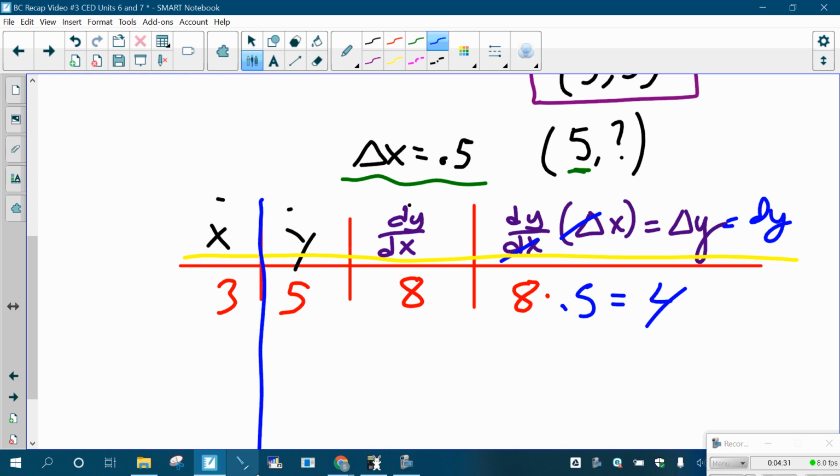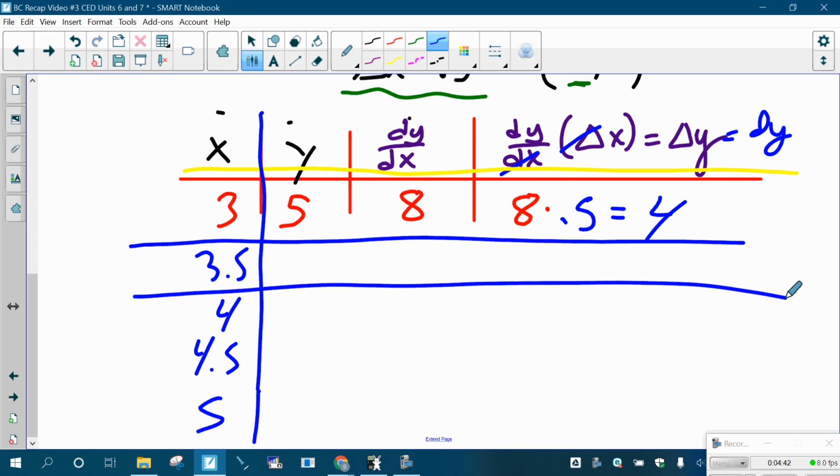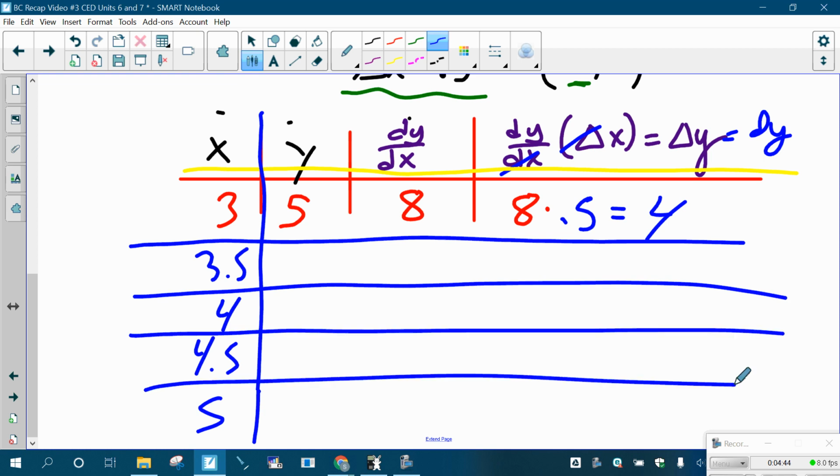Sometimes it's helpful right at the beginning if you know the dx thing, which you always do. It's just to be like, oh, so I'm going to do a step to 3.5, a step to 4, a step to 4.5, and a step to 5. Okay? I'll fill out one more line, and then we can kind of fast forward. Okay. So now I know my dy.